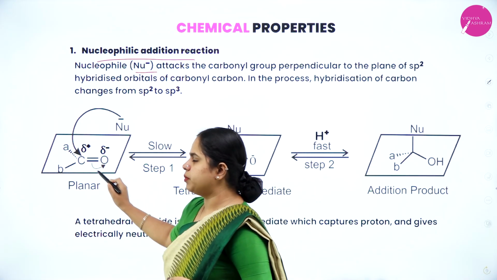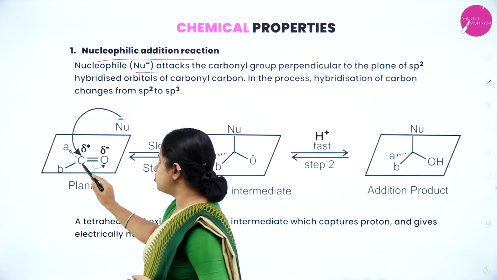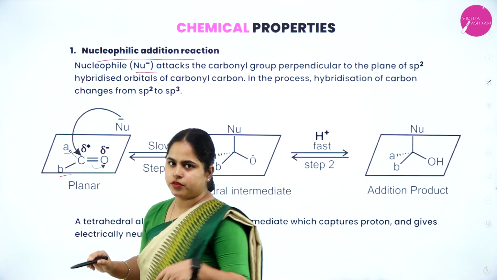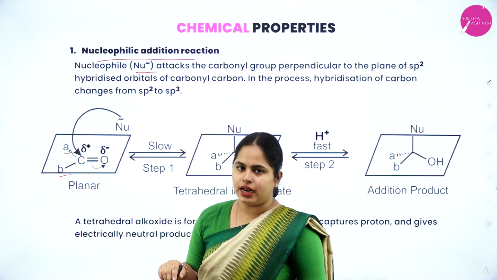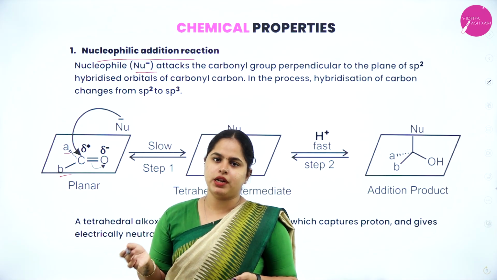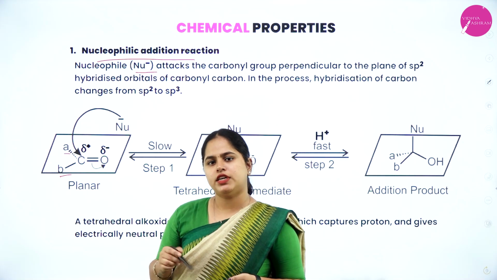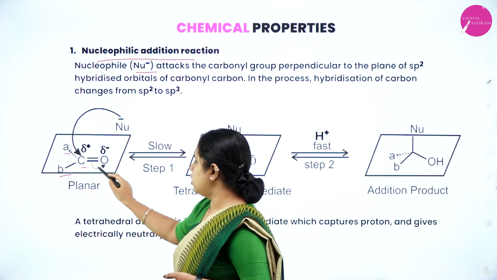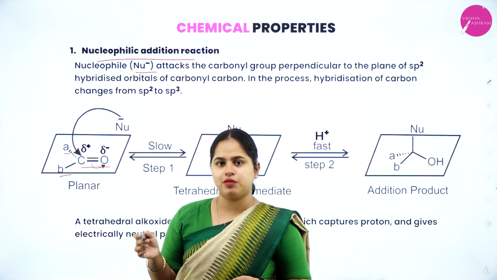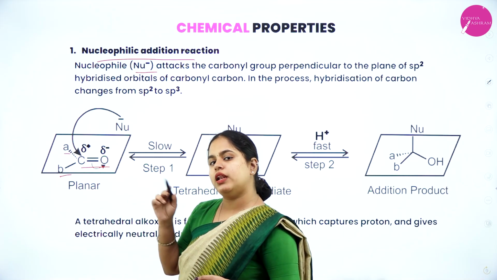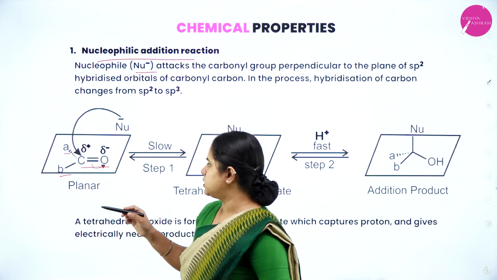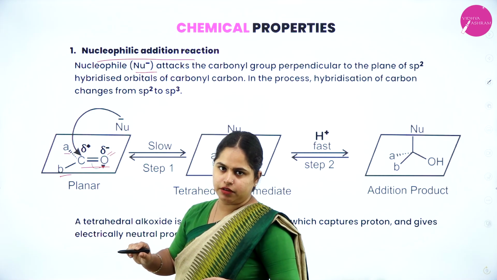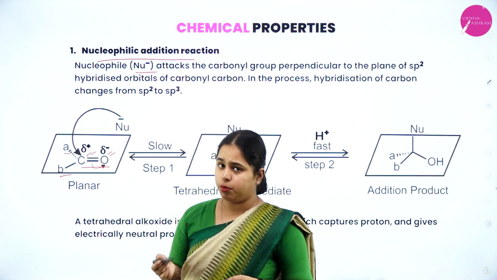So, this is your carbonyl carbon which is mentioned here. To the carbon, two other groups are being attached. If it is an aldehyde, one is going to be an alkyl group and another one is going to be hydrogen. If it is a ketone, both are going to be alkyl groups or aryl groups. Because of the electronegativity difference between carbon and oxygen, oxygen will attract the shared pair of electrons towards itself and oxygen will have a partial negative charge. Carbon will have a partial positive charge.